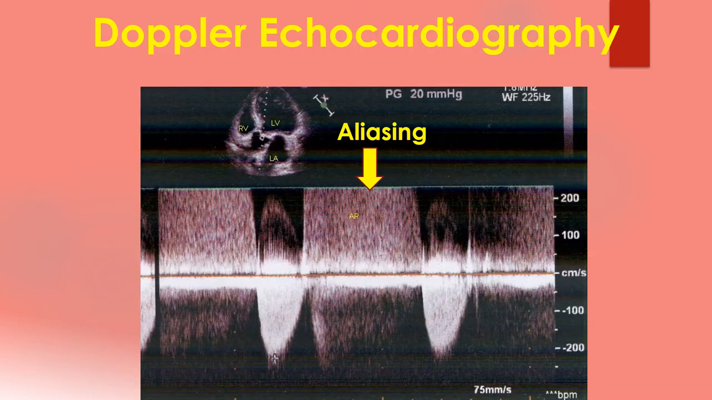When the velocity is beyond the limit of the Doppler mode used, the upper part is cut off as can be seen above the baseline in this case. The remaining part is shown below the baseline. This is known as aliasing and wraparound. The direction of flow is difficult to interpret then.